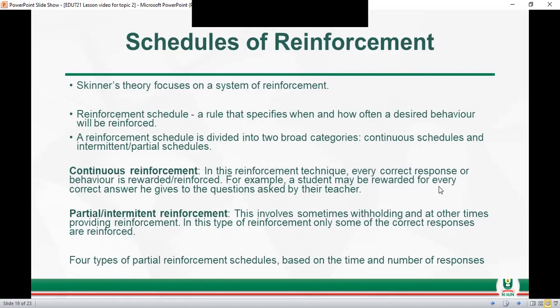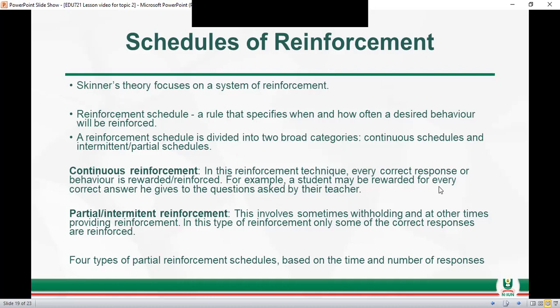Yes, we're almost coming to the end of the lesson. We have said before that Skinner's theory focuses on a system of reinforcement. He believes so much in the use of positive reinforcement to change a behavior or to reinforce a behavior. And we also remember, we said the best way to teach or modify a behavior is to use positive reinforcement.